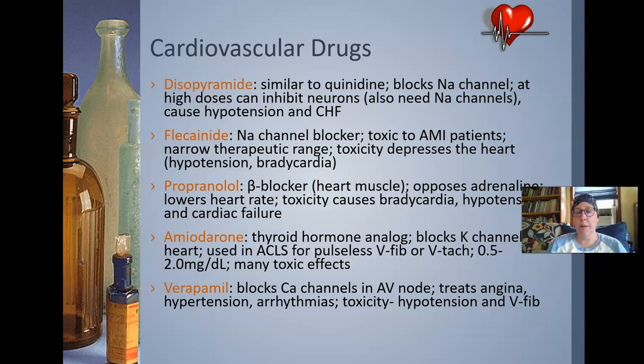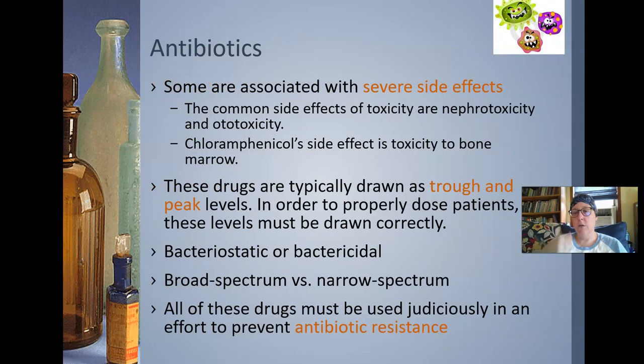And then the last one is verapamil, and it blocks calcium channels in the AV node. So that's part of the electrical system in the heart. It treats angina, which is chest pain, hypertension, arrhythmias, and in toxicity, you will see hypotension and ventricular fibrillation. Okay, so let's move to the antibiotics.